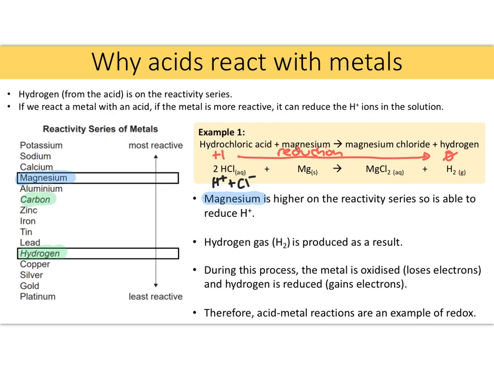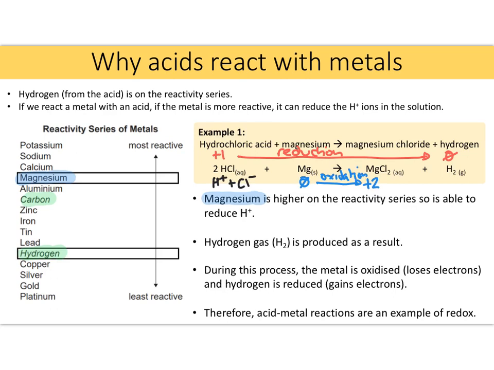The metal is also changing its charge. We look at magnesium on the left, it's an element, so it has a charge of 0. And if we think about magnesium on the right, magnesium is in group 2. So if it loses its electrons to get a full outer shell, which is what happens when an ionic compound is formed, and it's in group 2, we know its charge will be plus 2. So we know that we have got oxidation going on here, so we've got loss of electrons.